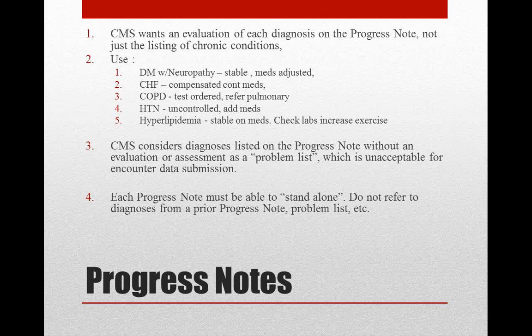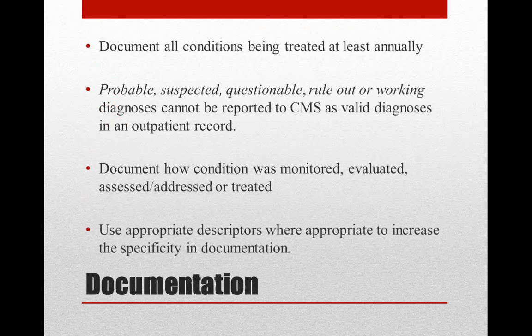Each progress note has to be able to stand alone, and you don't refer to your diagnosis from a previous progress note. So you want to make sure to document all these conditions at least annually. Probable, suspected, questionable, rule out, you can't report those to CMS as valid diagnosis. You have to document how that condition was monitored, evaluated, addressed, or treated. And you want to use descriptors when appropriate to increase your specificity.